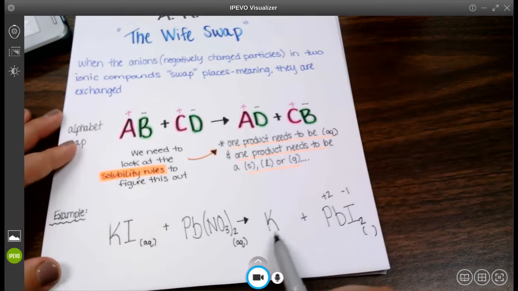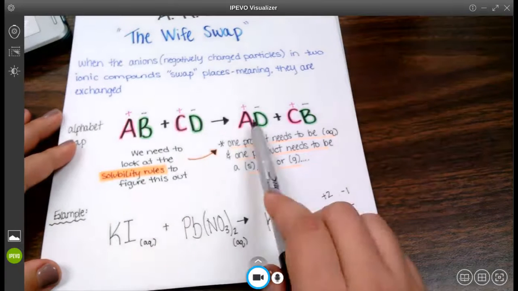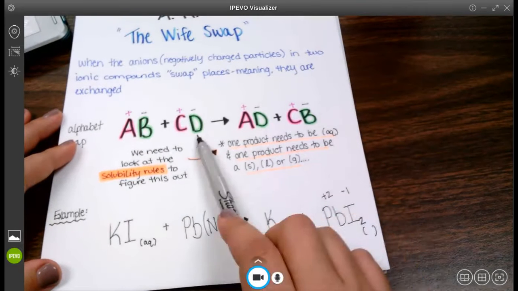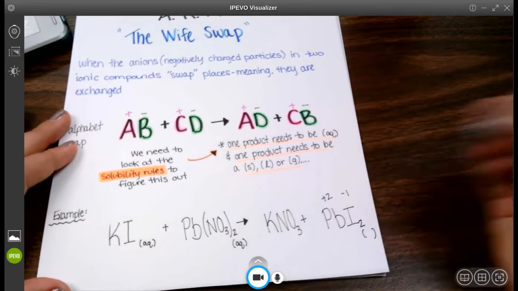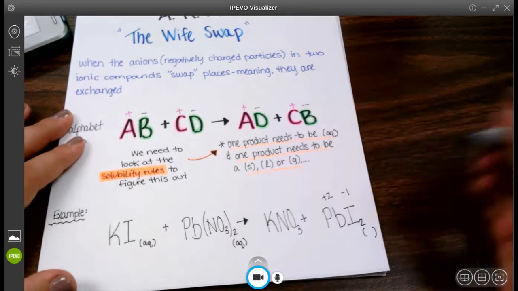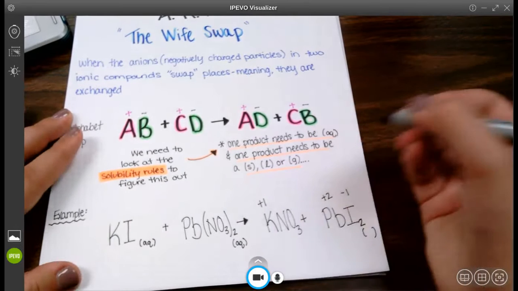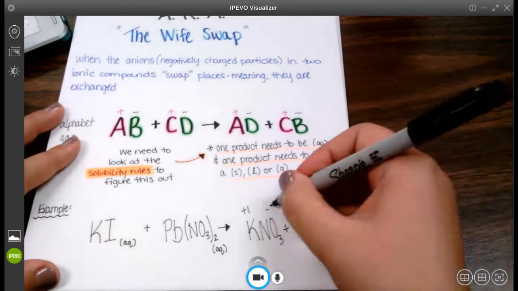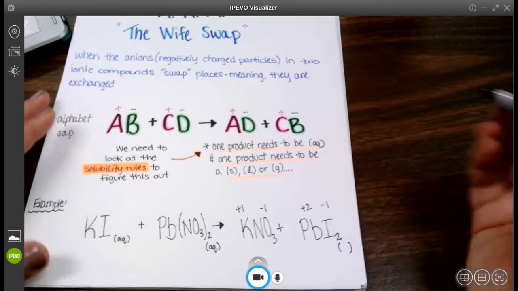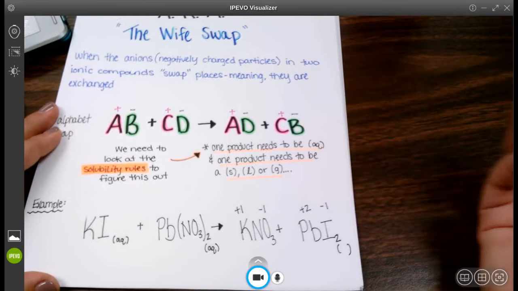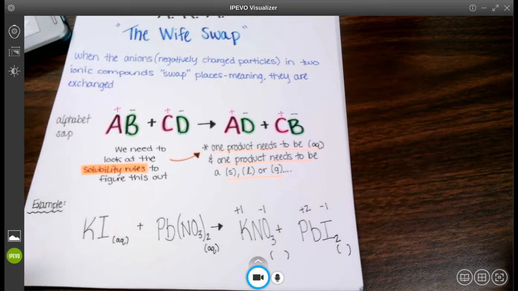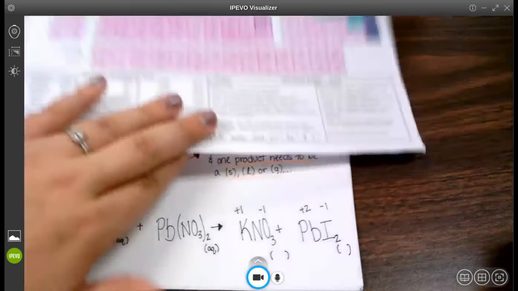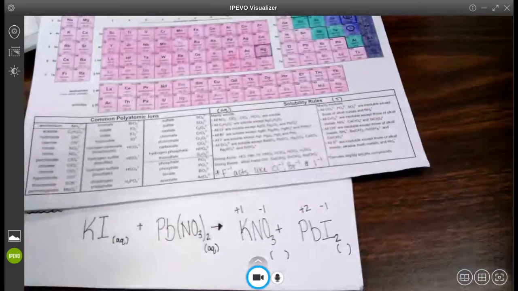Now we need to figure out what's going to go with K. So K is A. A is going to end up with D, which is NO3 for this reaction. K, or potassium, always has a +1 charge, and nitrate has a -1 charge. So a +1 and a -1 cancel out to 0, so I don't need to add any special subscripts. So this is where I need to look at my solubility rules.